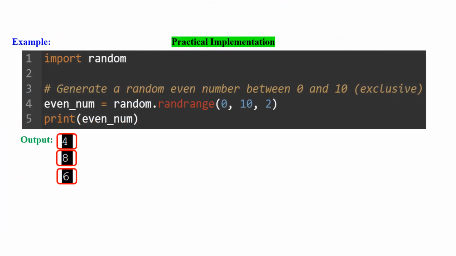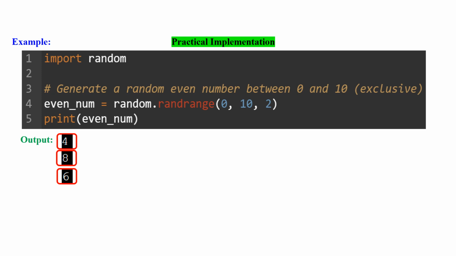Let's see an example. In line 1, the import random is used to bring the random module into our code. By importing the random module, we gain access to various functions and capabilities that allow us to work with random numbers and randomness in our program. In line 4, we are using the randrange function from the random module. The randrange function generates a random number within a specified range.